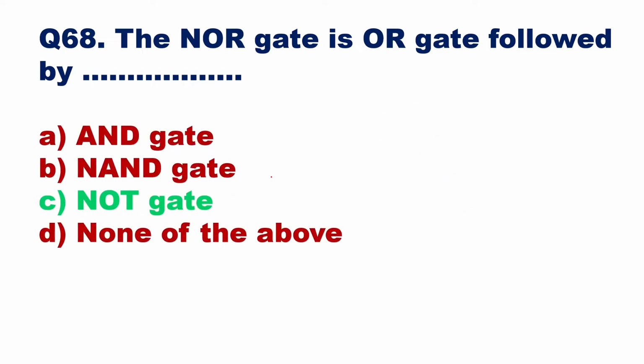Then we'll go to the next question. So here you can see option C, that is NOT gate, is the right answer. The NOR gate is OR gate followed by NOT gate. Then we'll go to the next question.